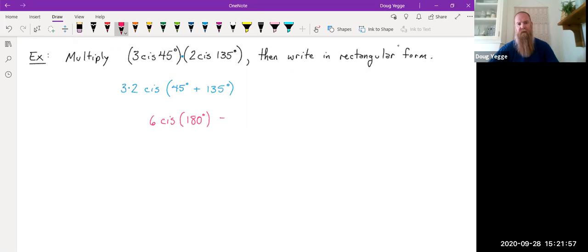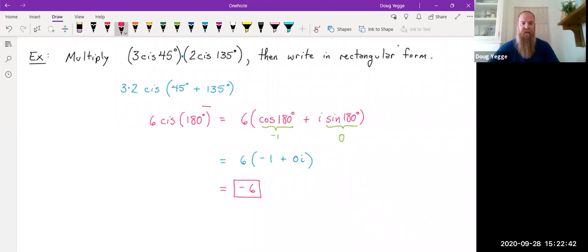Now we just want to recognize that this is the same thing as 6 times cosine of 180 degrees plus i times sine of 180 degrees. Now when we look at this, we can see the cosine of 180 is simply negative 1. Sine of 180 is 0. So what we really have here is 6 times the complex number negative 1 plus 0i, which is now a real number again. And therefore, 6 cis of 180 is the same thing as simply negative 6.